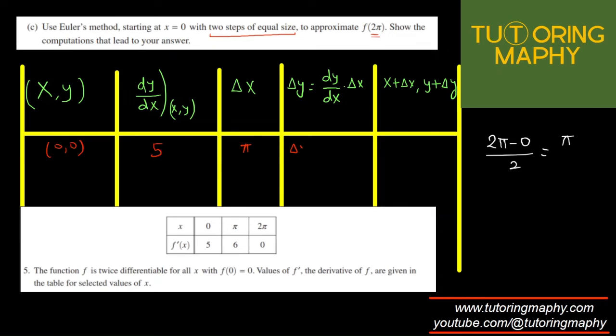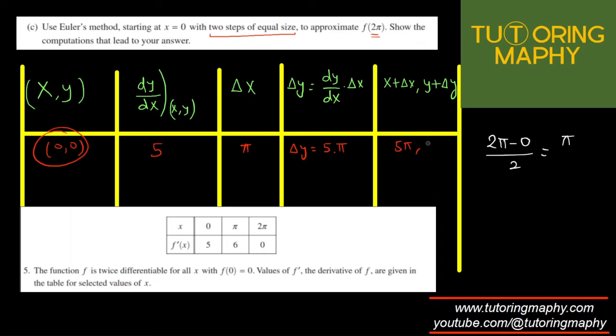So the value of delta y will be dy over dx, which is 5, multiplied with delta x, which is pi. And so new value will just be x plus delta x. And what is x and y? They are just 0, 0, right? So that's going to be 5 pi. And am I really interested in the y value at this point? Well, I have to eventually write.